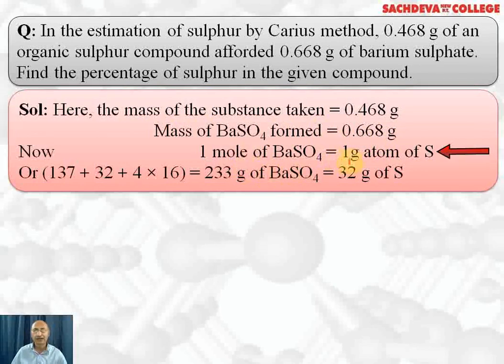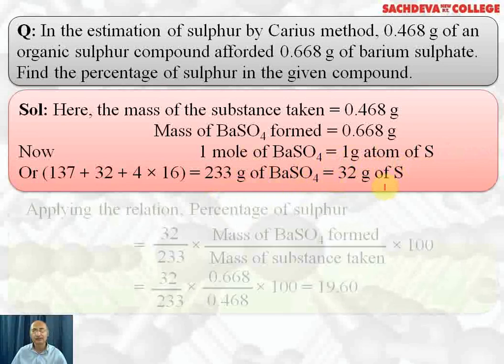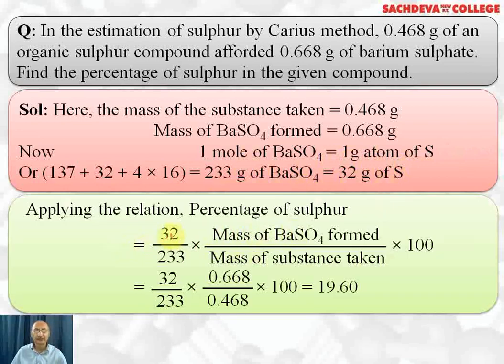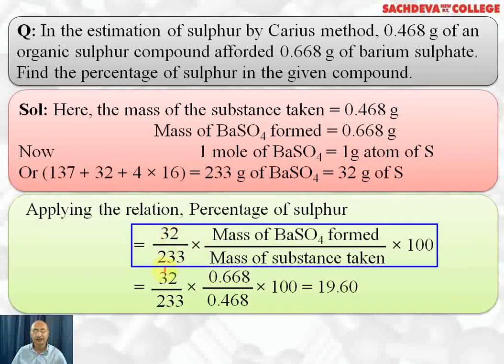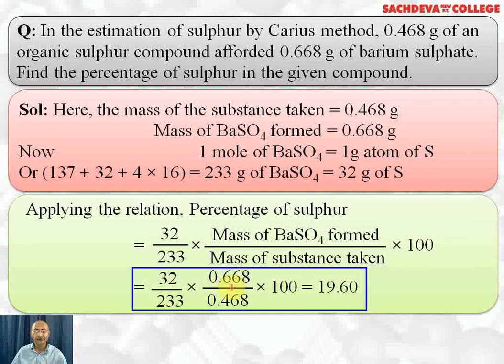1 mole of BaSO4 contains 1 gram atom of sulfur or 1 mole of sulfur, or 233 gram of barium sulfate contains 32 gram of sulfur. Percentage of sulfur will be 32, atomic weight of sulfur, over 233, molecular weight of BaSO4, into mass of BaSO4 formed divided by mass of substance taken into 100. 32 by 233 into 0.668 divided by 0.468 into 100, 19.6% is the correct answer.